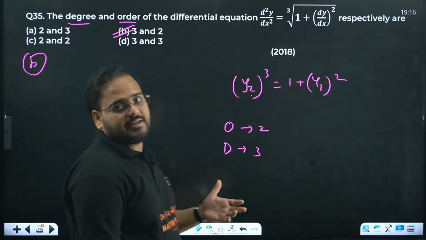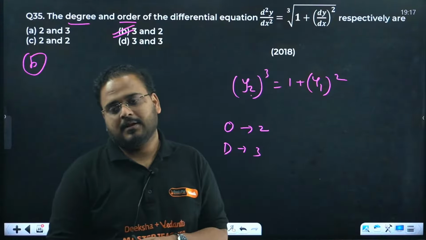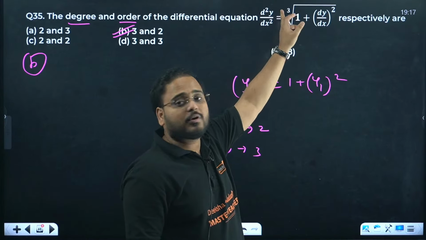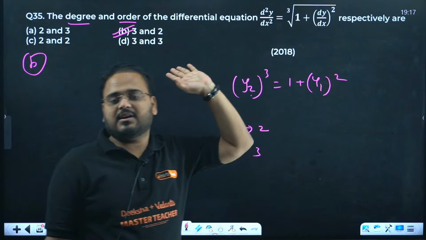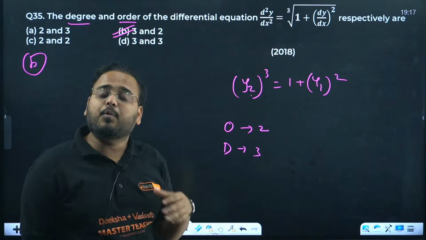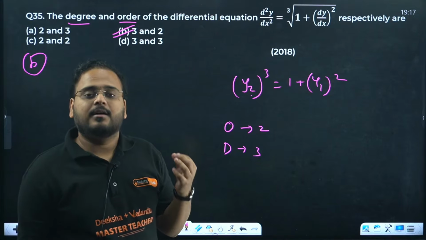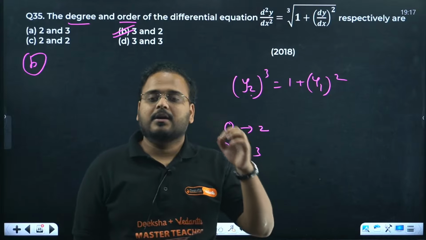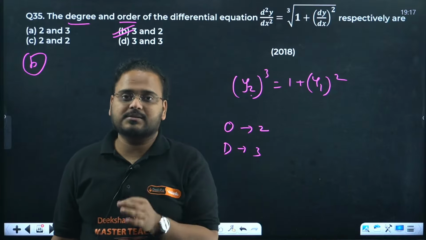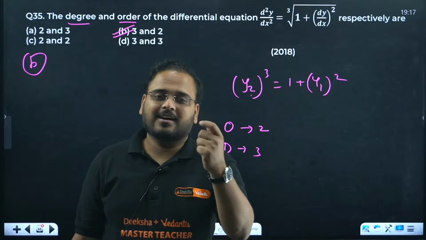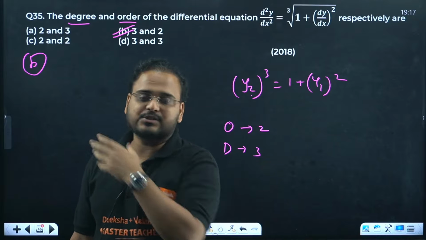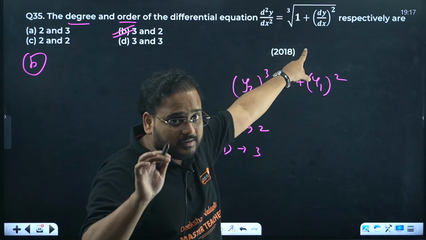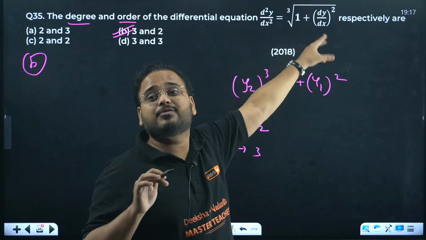They're asking us order and degree. Clearly from here the degree is not evident, because we have a root of 3 here. Whenever you see a differential equation, it should be in polynomial form, right? In the polynomial form, do you have rational powers? No. You have either linear, quadratic, cubic, biquadratic, and so on. But here we have the power on the right hand side as 1 by 3. Power on the right hand side is cube root, meaning 1 by 3.